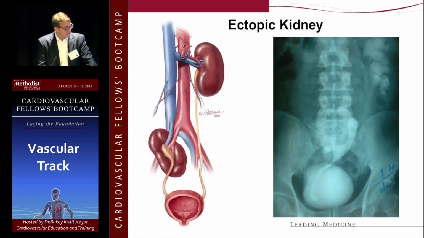Another common abnormality is the ectopic kidney, usually found in the pelvis. You get a clue here from this: you can see on this urogram that the collecting system to the bladder is down off of the iliac arteries on the right side.